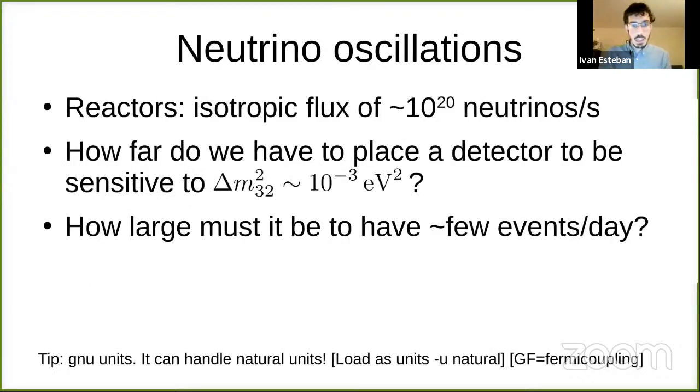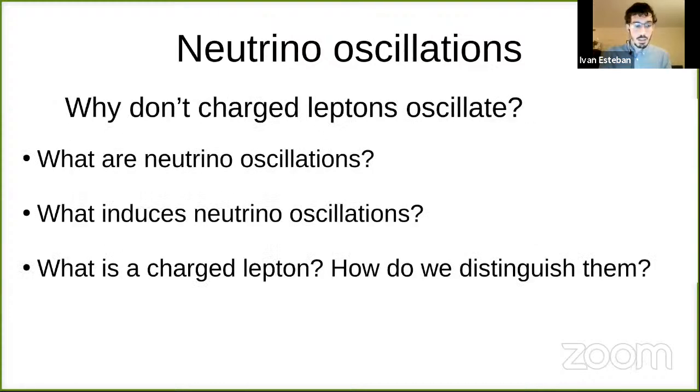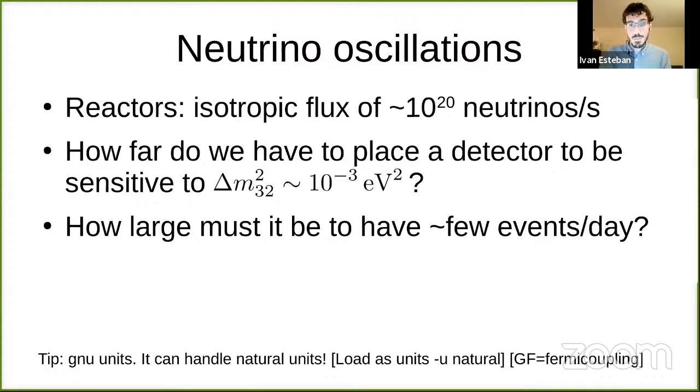Okay, once this is clear, you already know why charged leptons do not oscillate. Every few months there's a paper on the arXiv saying that charged leptons should oscillate, and apparently nobody has realized it. So now you already know why these papers are wrong.